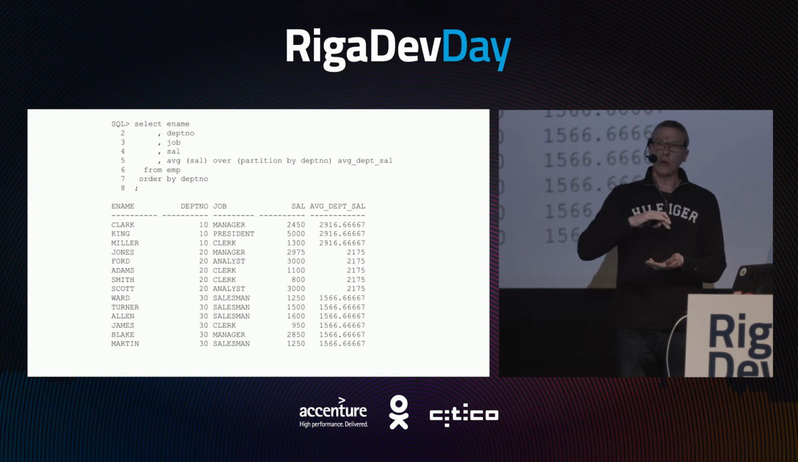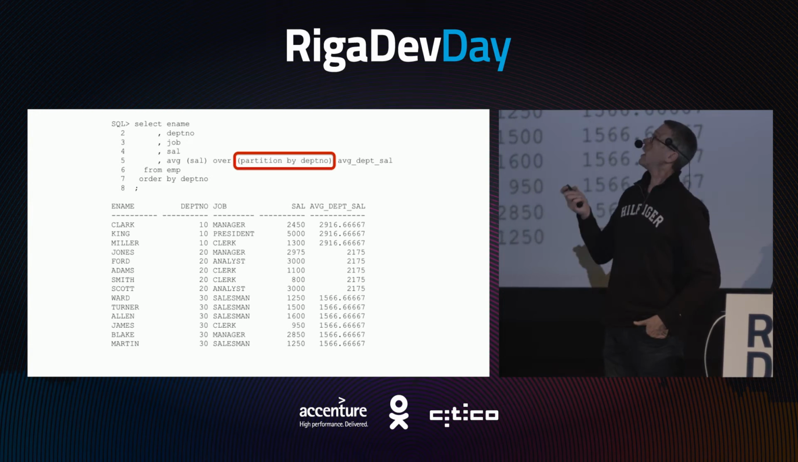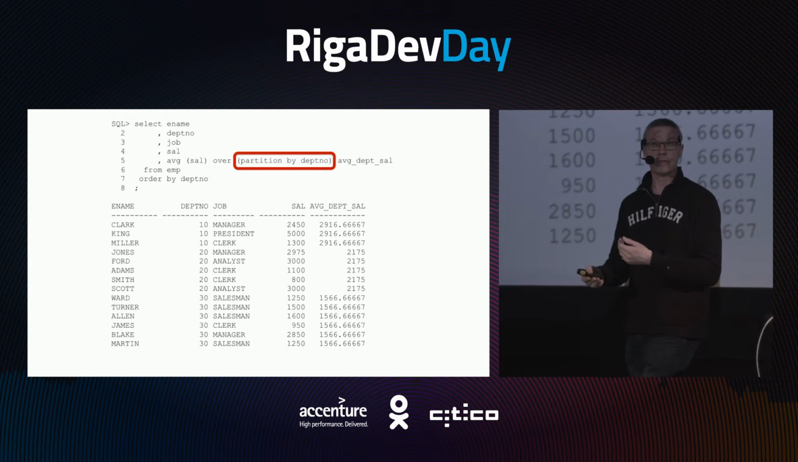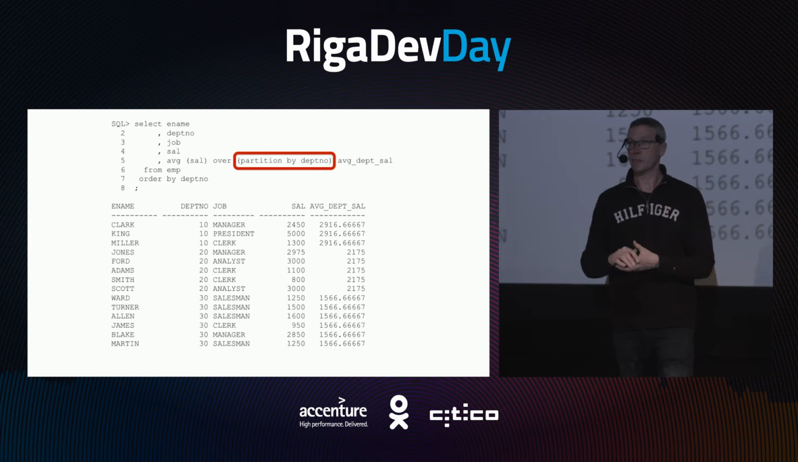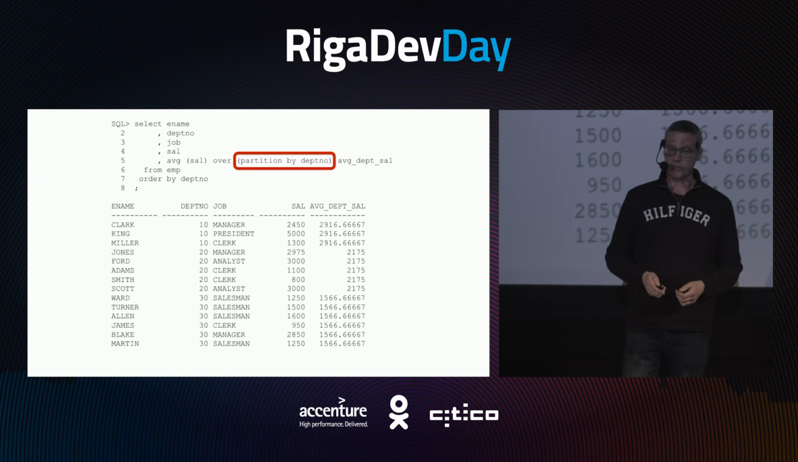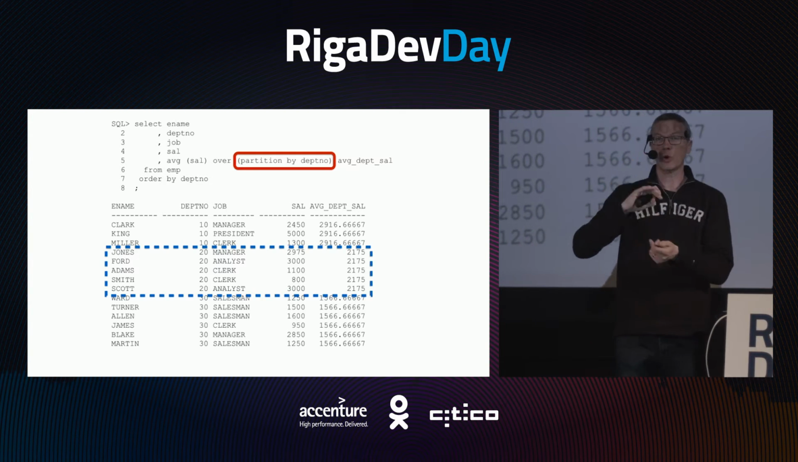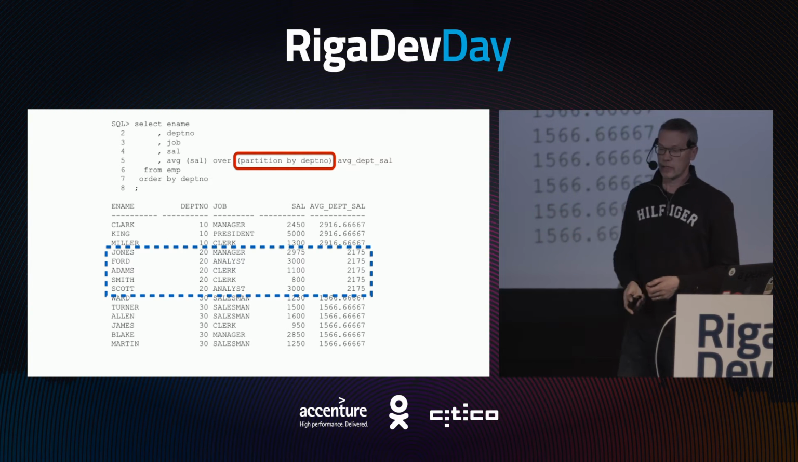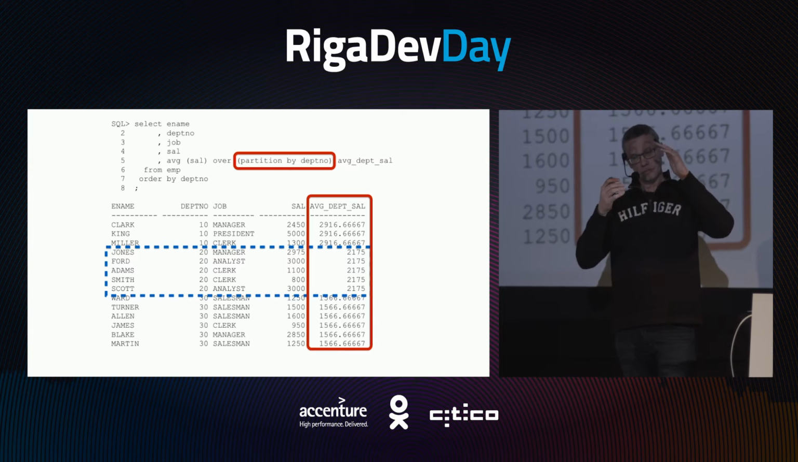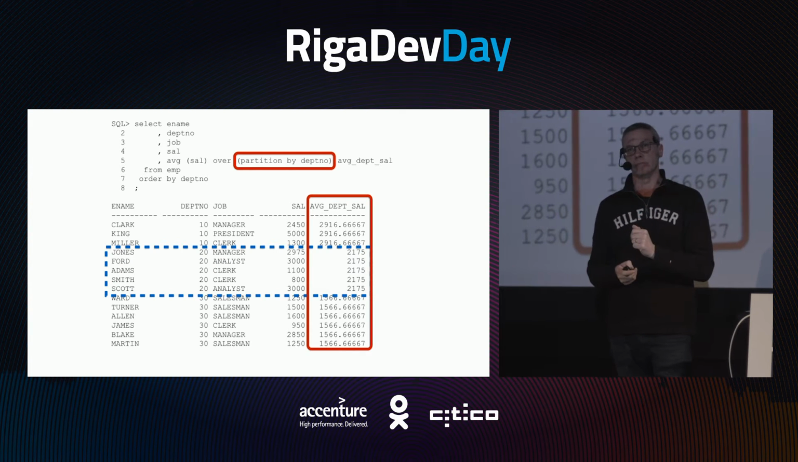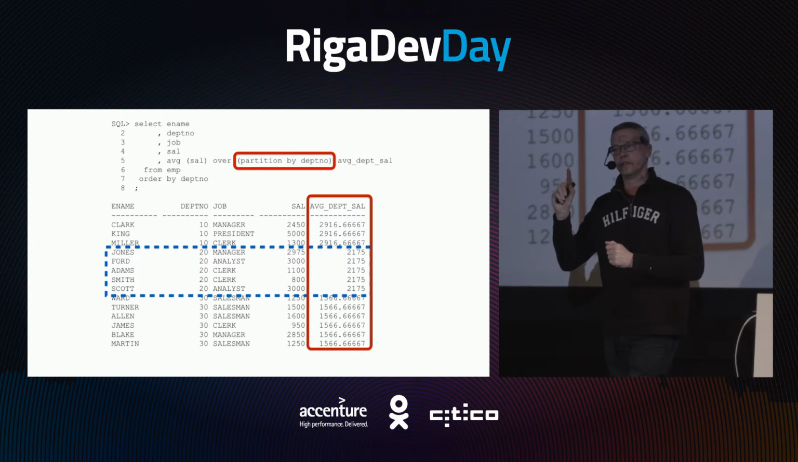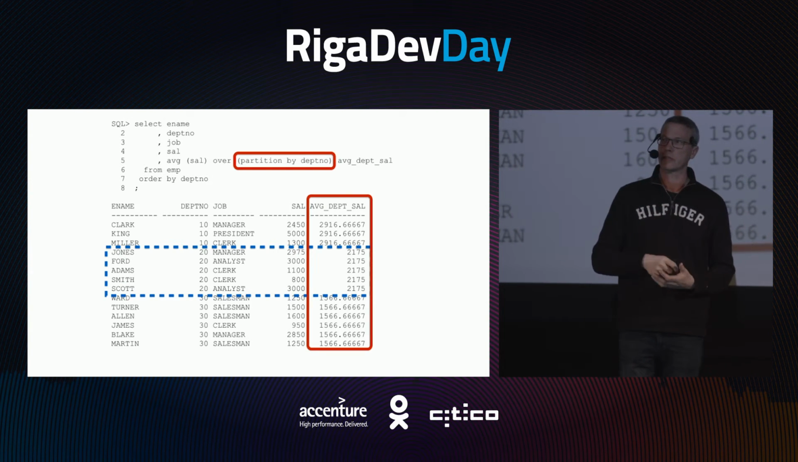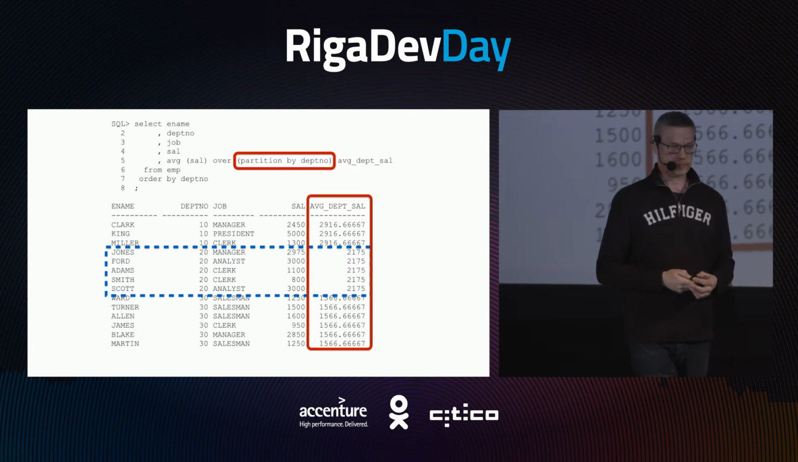To break it up into smaller groups, you could partition it by deptno in this case. So if you know emp, you know that it has departments 10, 20, and 30. In this case, it will break it up into 3 smaller partitions, one for 10, one for 20, one for 30, and it will do the average salary per partition. So now you see that the average salary is the same for each part of the result set, for each partition.